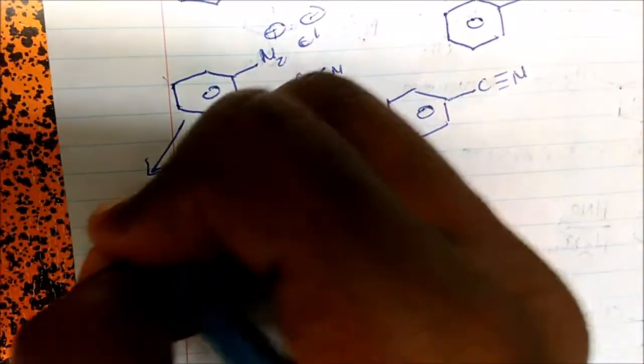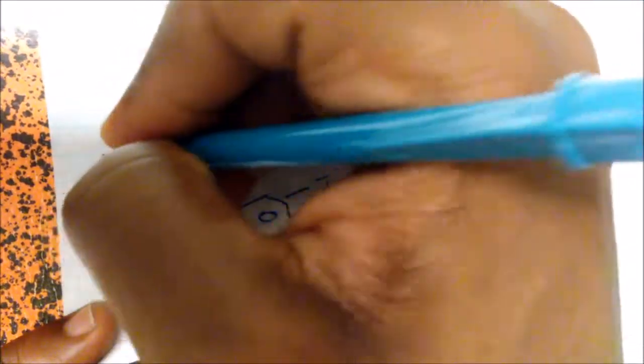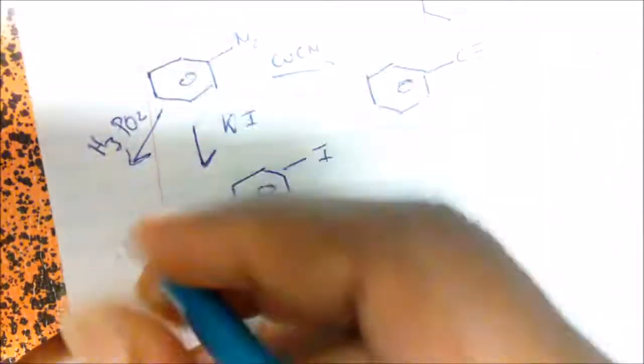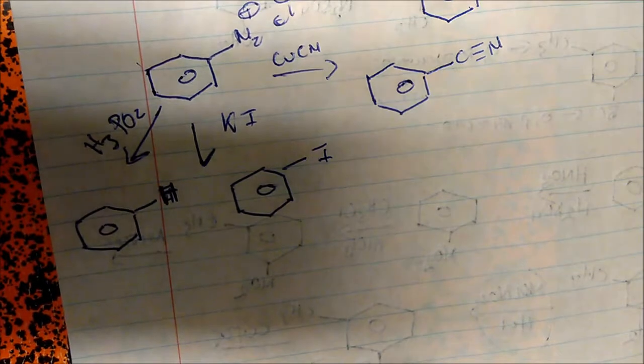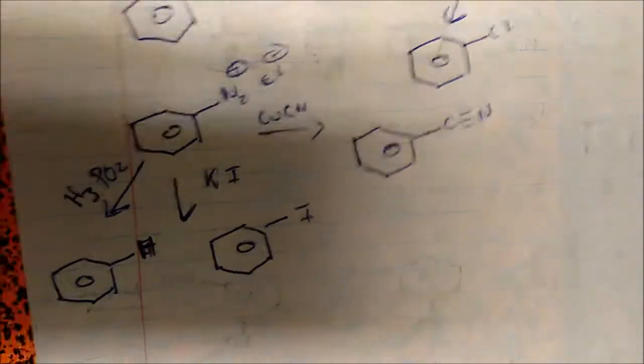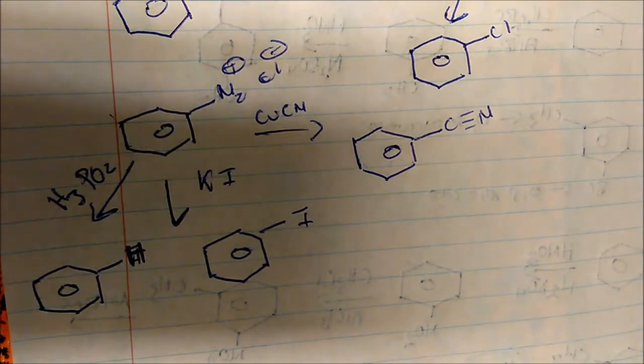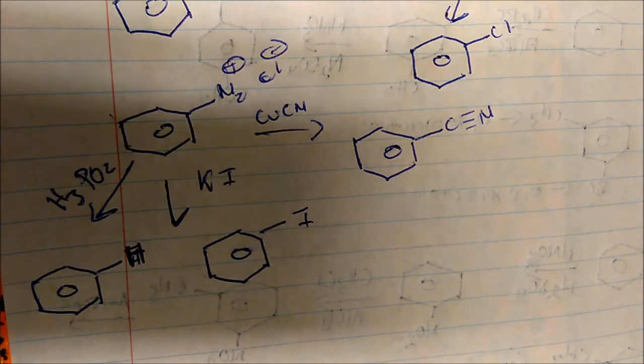Now what's interesting is that if you just want the pure benzene, you could use this reagent. It's H3PO2. Actually, that will just generate the hydrogen on the ring. So these are all the different reagents that we have at our disposal. So let's look at another one.